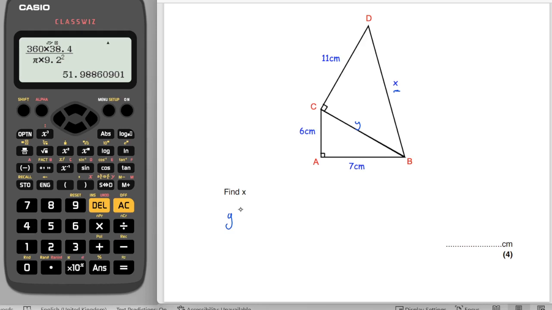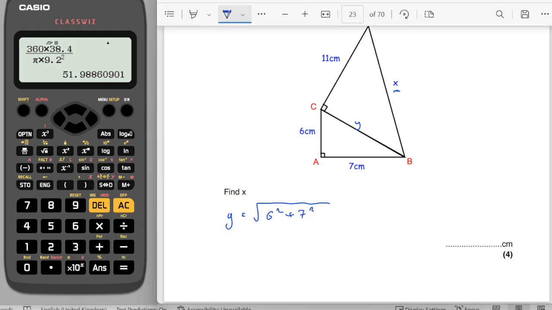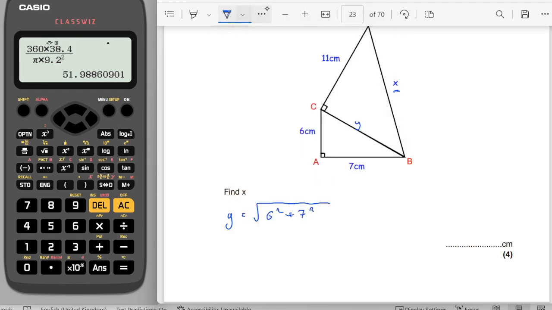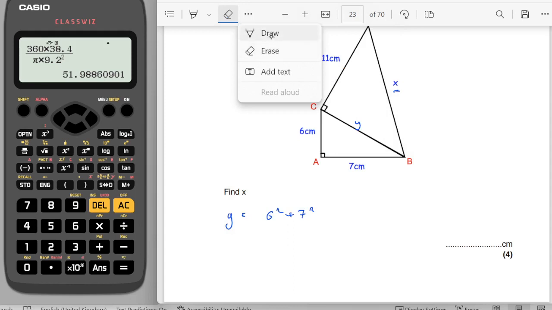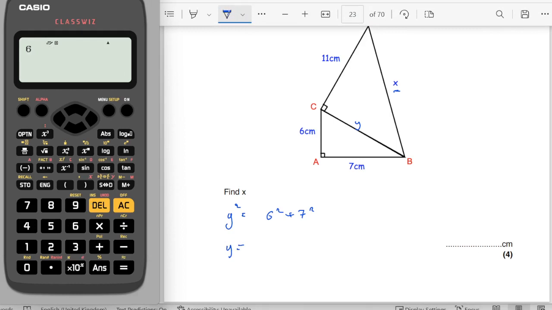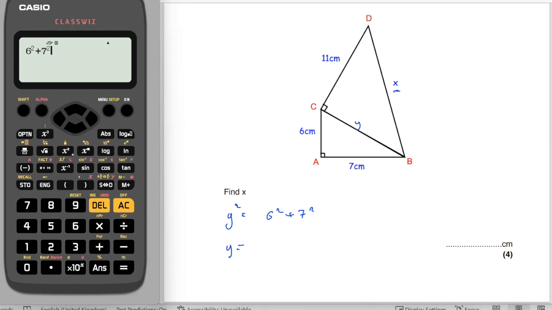So I'm going to say that Y is going to be equal to the square root of 6 squared plus 7 squared. In theory, I'm going to take, no, I'm going to change that slightly. I'm just pre-planning my next step. I don't really need to find Y. What I need to find is Y squared. So I'm going to leave it like that. So Y squared is going to be equal to 6 squared plus 7 squared. So that's going to be equal to 85. So Y squared is equal to 85.